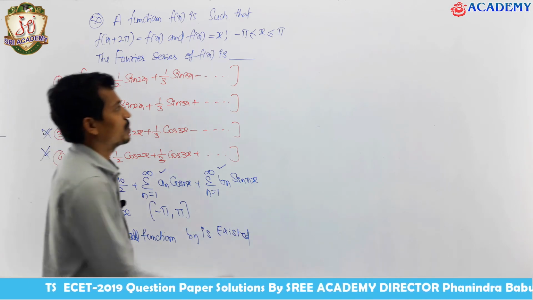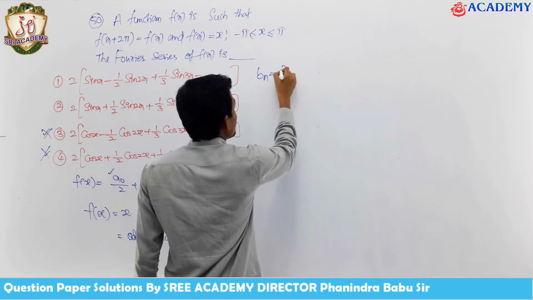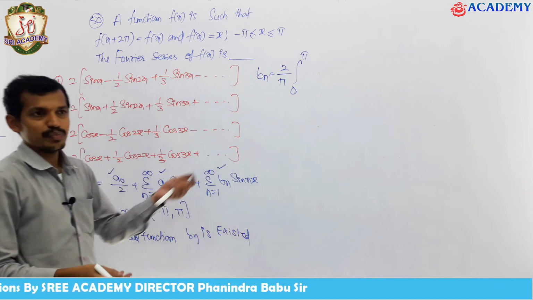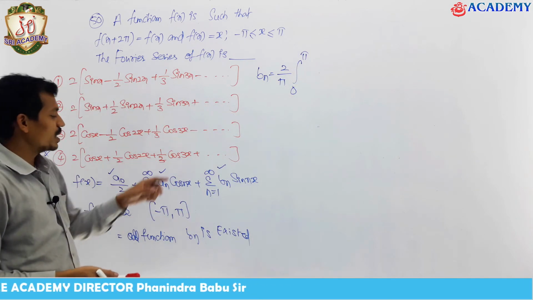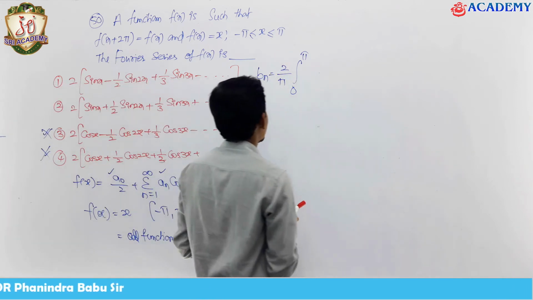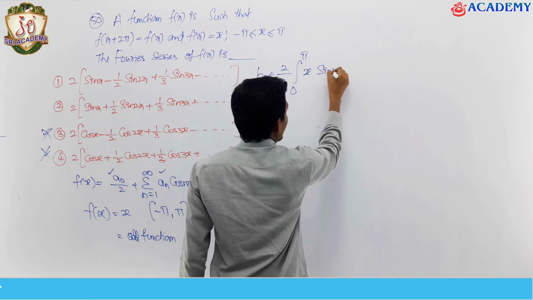That's why I am finding here Bn. Bn is nothing but 2 by pi integral 0 to pi, that is minus pi to pi is going to be 2. Why? Because this is an odd function, that's why you will get 2 into integral 0 to pi of f of x dx. That is going to be here f of x is x sin nx dx.